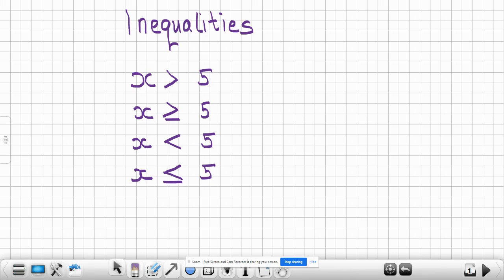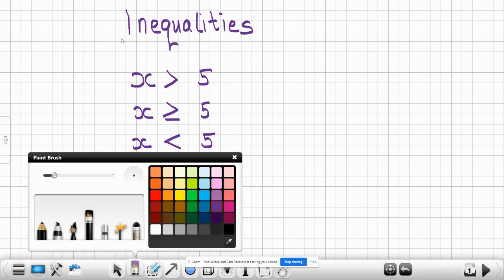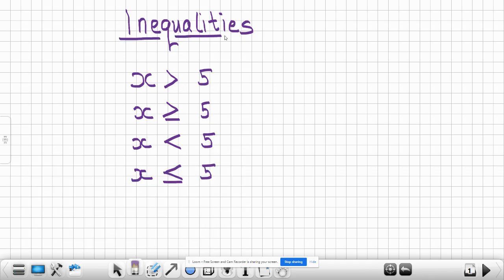Hi, in this video, we are going to look at inequalities. Before we get started with inequalities, let's just think about what an equality is. If you think about the simplest of sums, where we are using an equal sign, we're writing an equation, then we all understand what is meant by that.